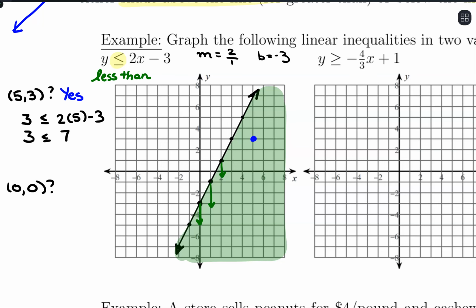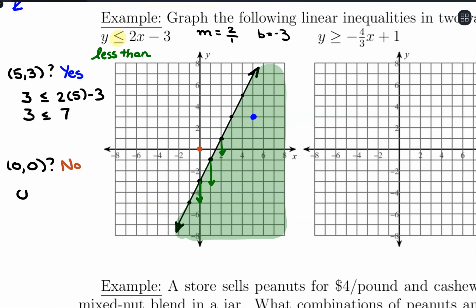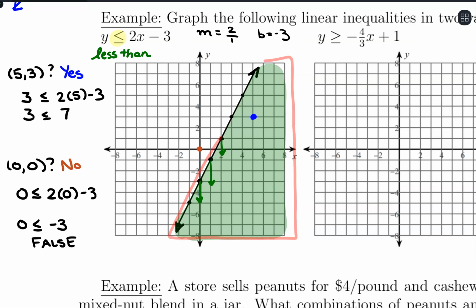Now 0, 0, notice that's not in the shaded region, so this is not going to be a solution. To prove that algebraically, we plug in 0 less than or equal to 2 times 0 minus 3. So we'd be saying 0 is less than or equal to negative 3, and that is false. 0 is not less than or equal to negative 3. So with solutions to a linear inequality, in this case, we're getting the solutions along the line, but also all of the solutions in the region where y is less than or equal to that line. That line is acting as a barrier.